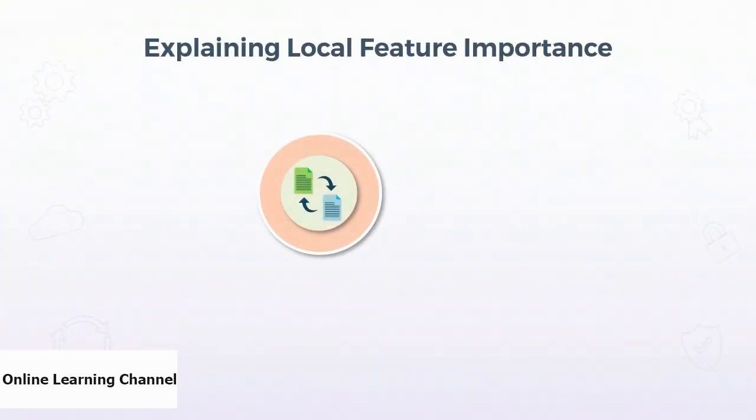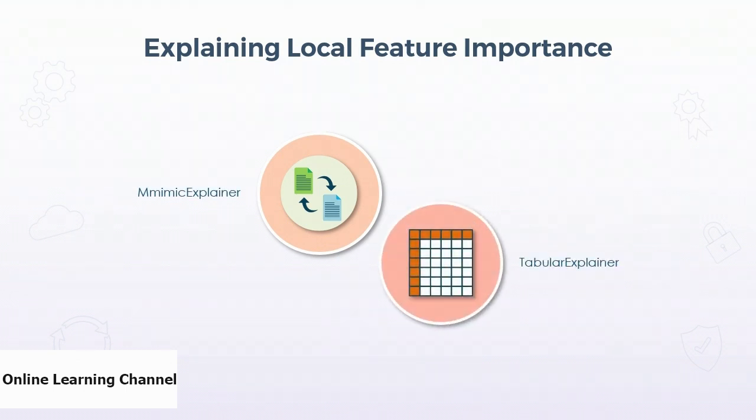Okay, so that's global feature explanations, but what about local feature explanations? Well, as I said earlier, not every explainer actually supports local feature importance calculations. In fact, the Azure ML SDK only includes two explainers that calculate local importance: Mimic Explainer and Tabular Explainer.